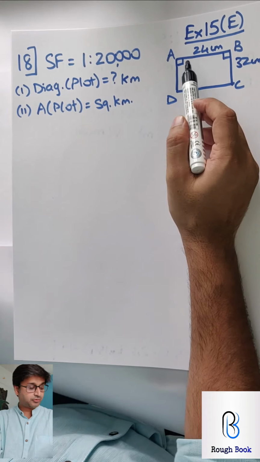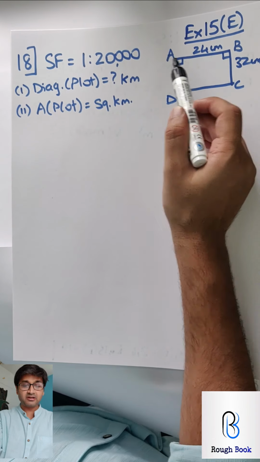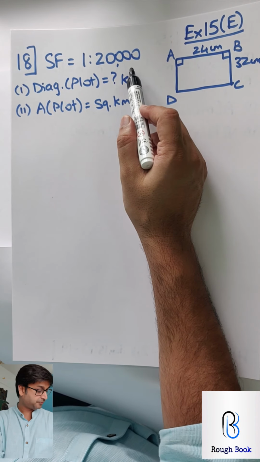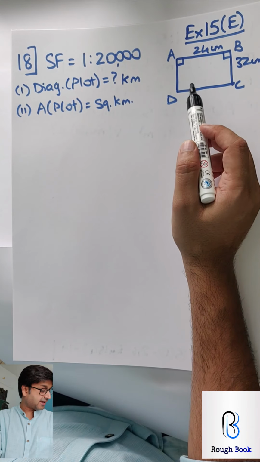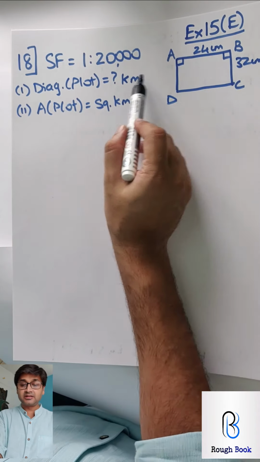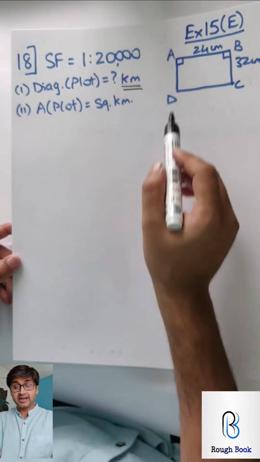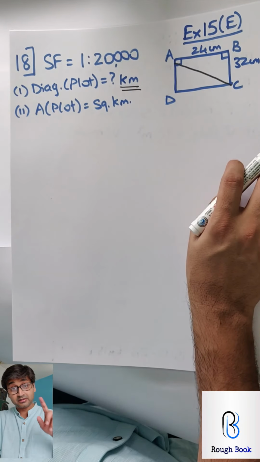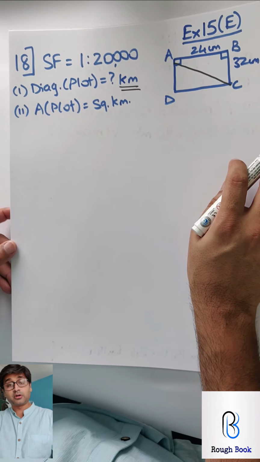So here, you've been given in sum number 18 that on a map drawn to scale 1 to 20,000, this is your proper map, okay? A rectangular plot of land ABCD has AB 24 cm, BC 32 cm. Calculate the diagonal of the plot in kilometers. So diagonal they want, but not of the map, the real plot itself. And then finally the area of the plot also.